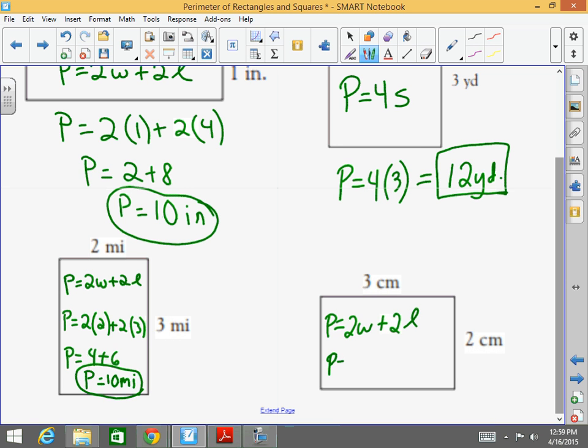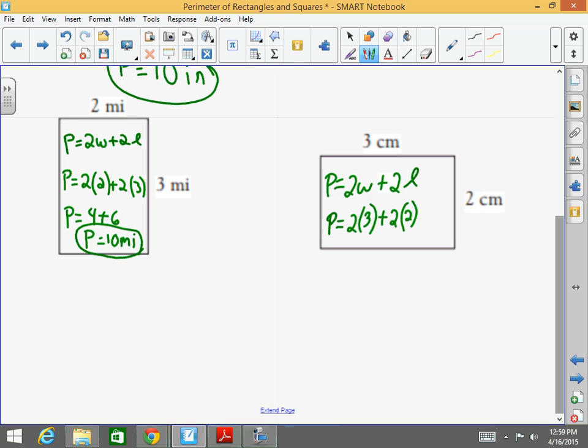So perimeter equals 2 times 3 plus 2 times 2. Very good. So that is going to equal 6 plus 4, so perimeter equals 10 centimeters. Very good. Pretty simple, right? Just make sure you memorize the formulas.